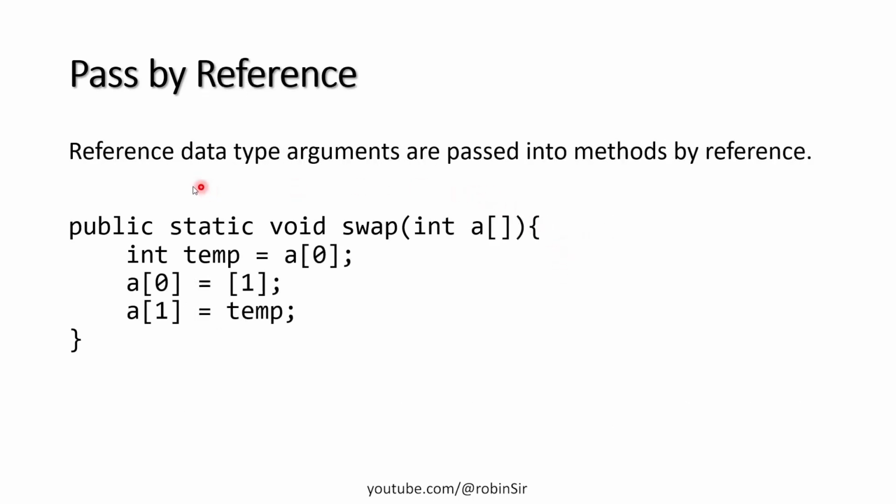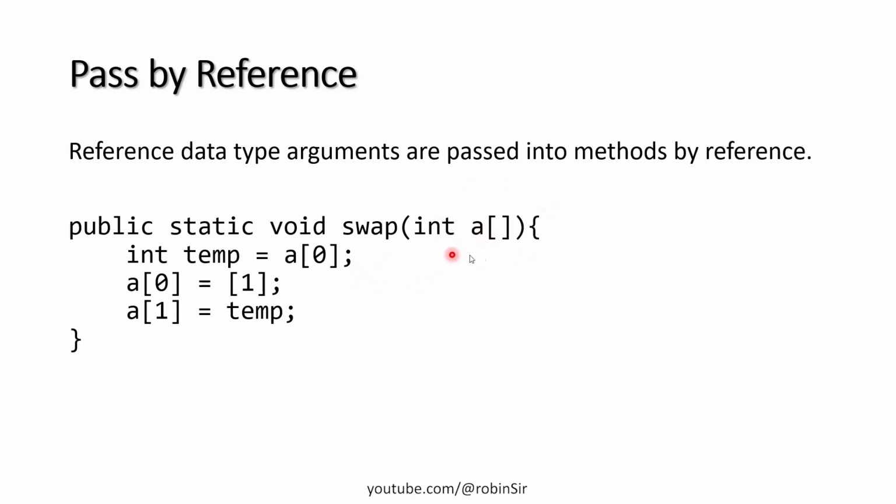Pass by reference takes place when you are passing values of non-primitive or reference data types. For example, here we are passing an array. An array is not a primitive data type, even though the data type is int, because this is not a simple variable. This is an array variable. This is an array object, or you can say this is a variable that is pointing to an array object.